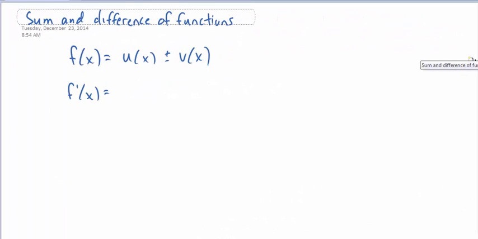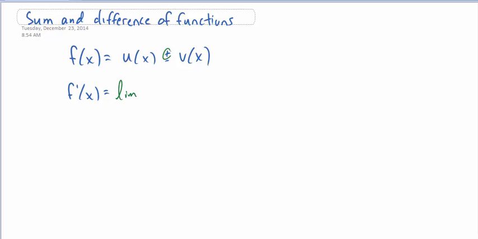Next rule for differentiation is when we have a sum and difference of functions. Because we've seen polynomials. That's a sum of a bunch of little powers. So how do we deal with this? Well, let's derive it. Let's use our first principles. It's going to be wicked fun.